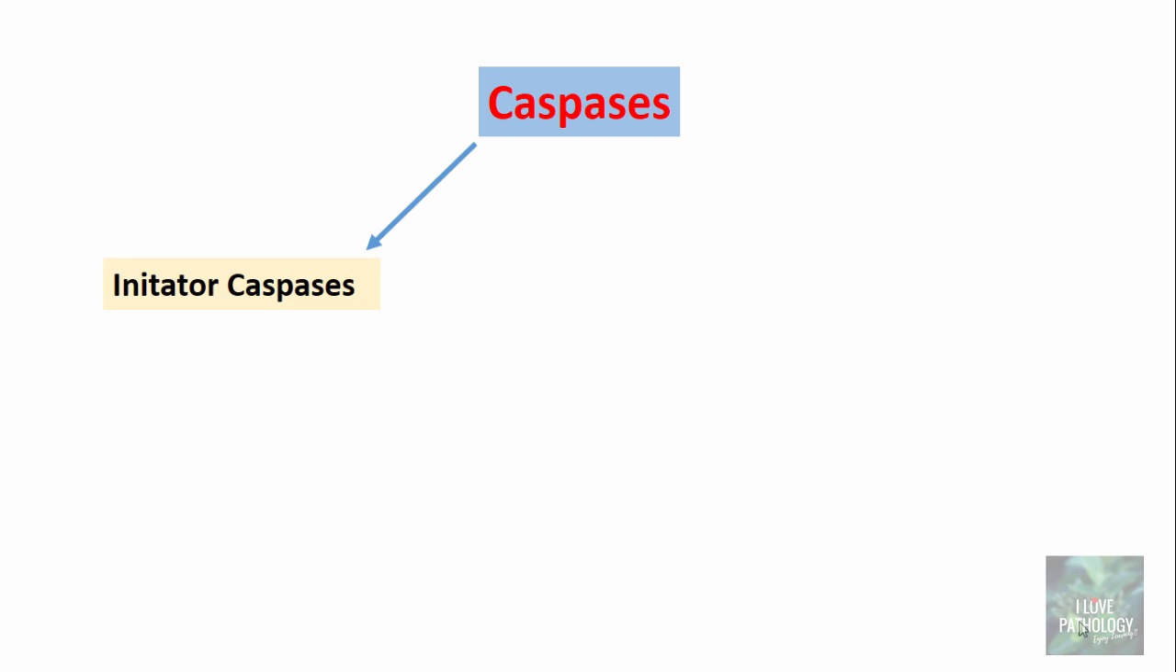So what are the types of caspases? There are two major types of caspases: one is initiator caspases and two is executioner caspases. Initiator caspases are the ones which actually initiate the process of apoptosis. Executioner caspases are the ones which actually execute the process of apoptosis.